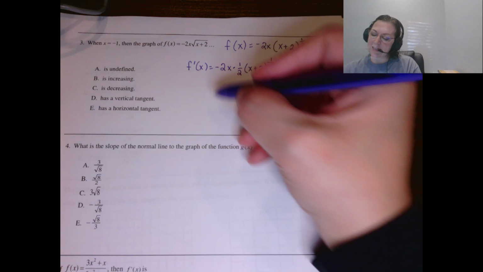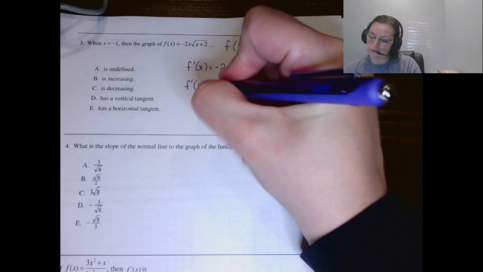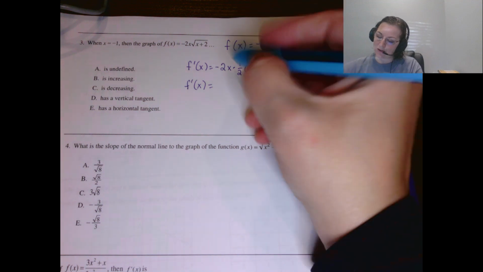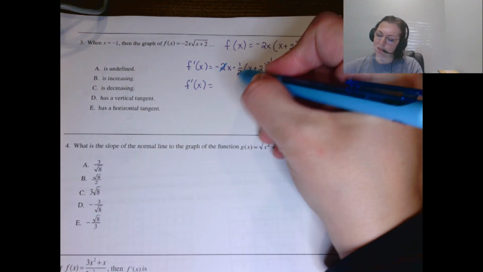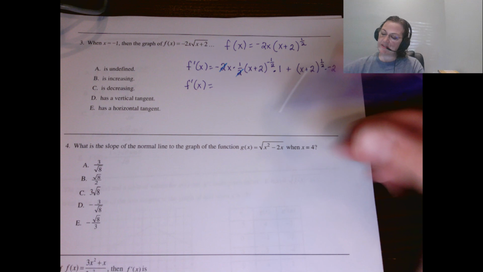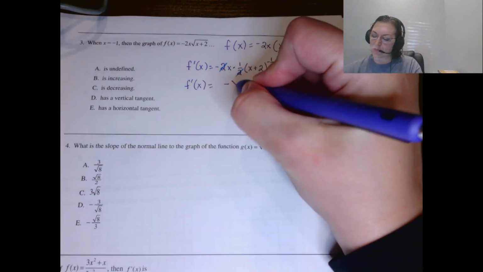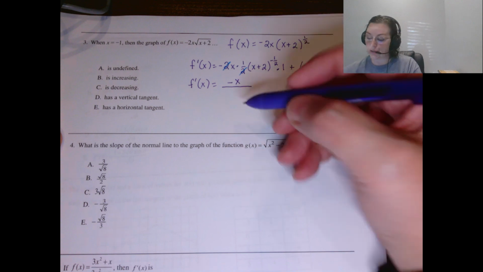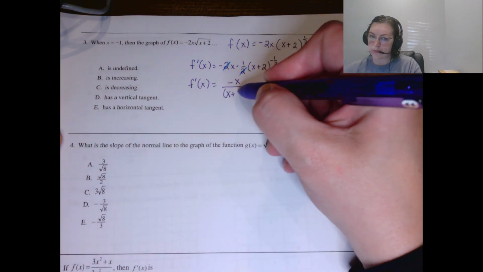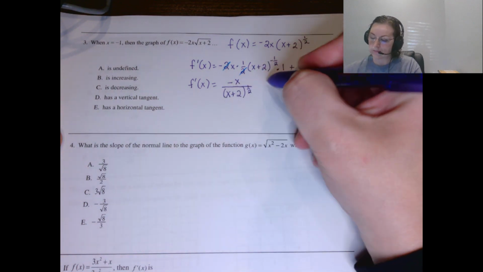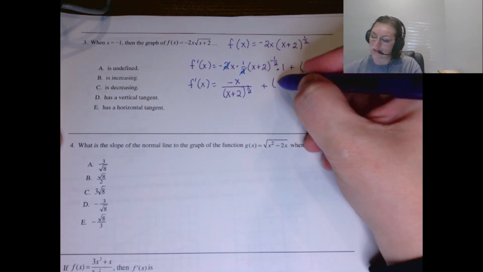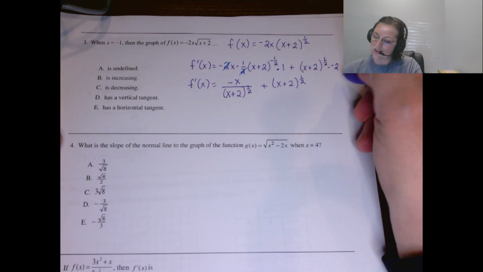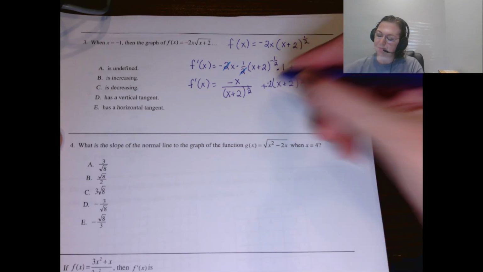Okay, let's clean it up just a bit. I'm seeing these 2's will cancel here. Don't want to lose the negative, but the 2's will cancel. So I've got a negative x on the numerator, and on the bottom, I've got an x plus 2 to the 1/2. Then I've got plus x plus 2 to the 1/2. And I've got that times a negative 2.